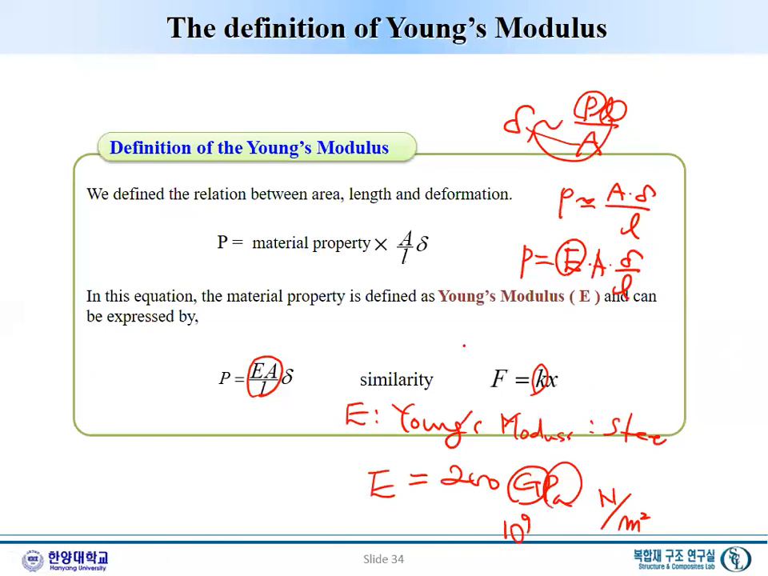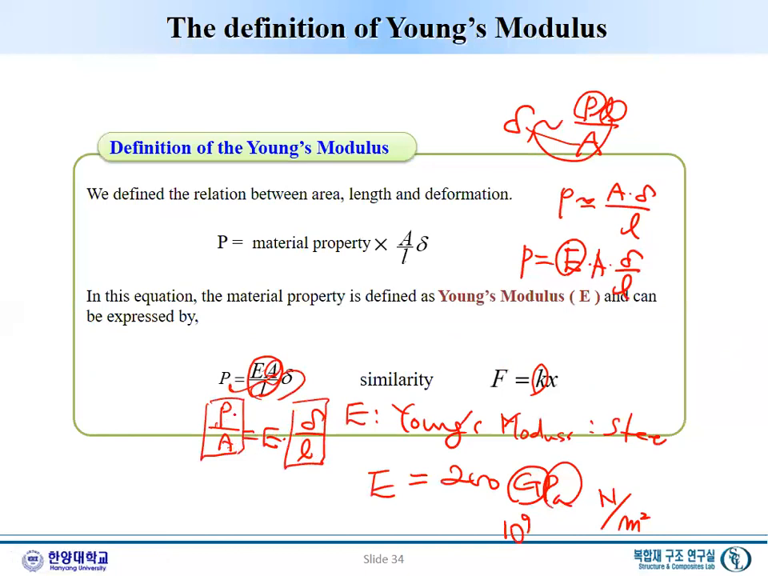So actually, you can easily see that here. You can divide by A. So P over A equals E times delta over L, right? So what is this? What is that? Now this E is defined by this term and that term.